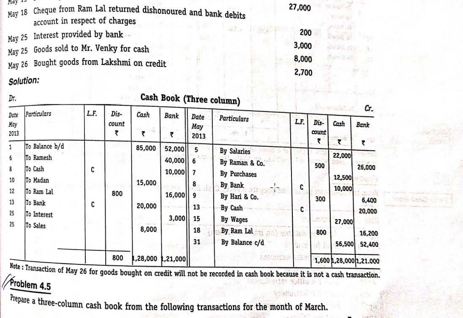First, if you want to know about the triple column cash book, you must know the double column cash book. Here I will talk about two kinds of discount: trade discount and cash discount. Trade discount we should not record in the cash book, we only record the cash discount. Cash discount again is of two types: discount allowed and discount received.